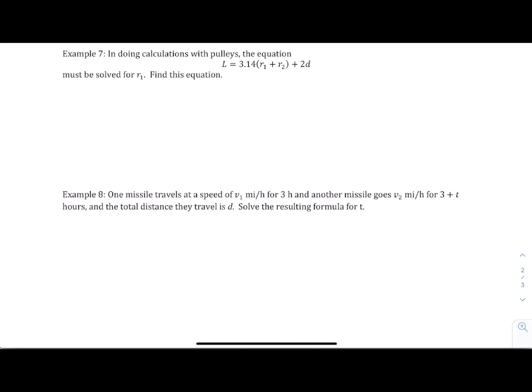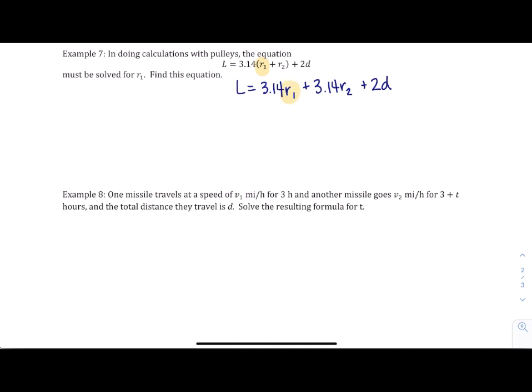Let's now take a look at the last two examples. In example 7, this is a calculation involving pulleys. We want to solve for R1. Since we do have those parentheses, and that's where our R1 is located, we need to distribute. So we have 3.14 R1 plus 3.14 R2, and then we still have the 2D at the end.